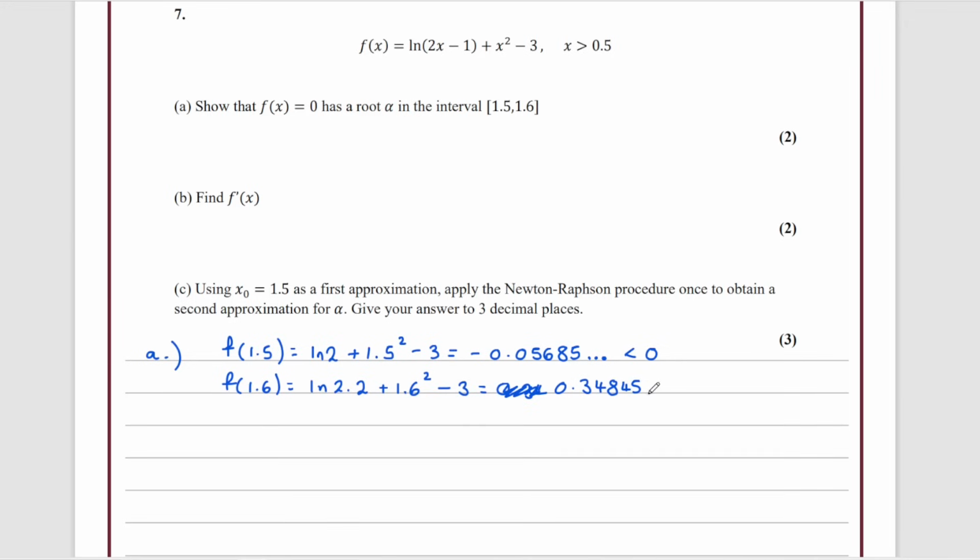And again, this will keep going on, but to that degree of accuracy, it's absolutely fine. And clearly, this is greater than 0. This is positive. So what we've got here is a change of sign. So let's make a note of this here. So there is a change of sign.